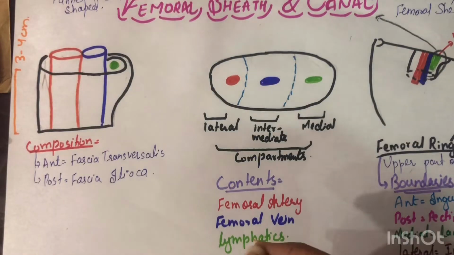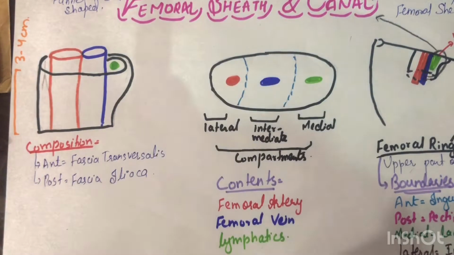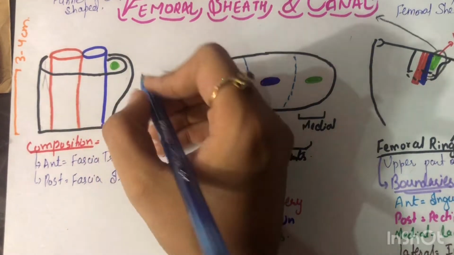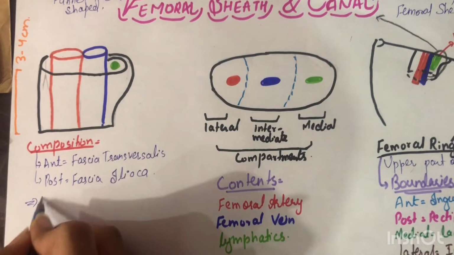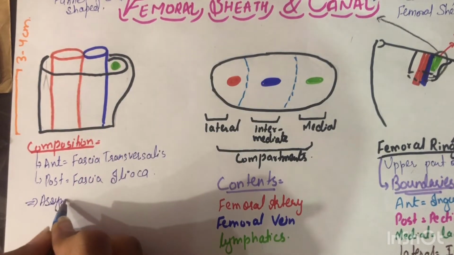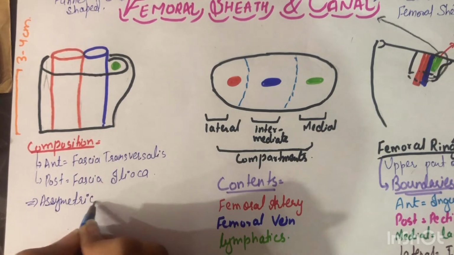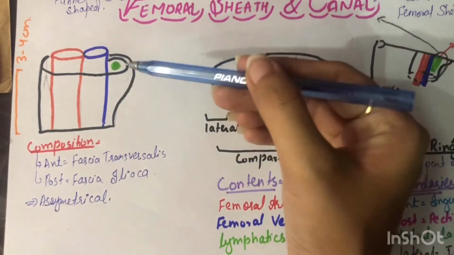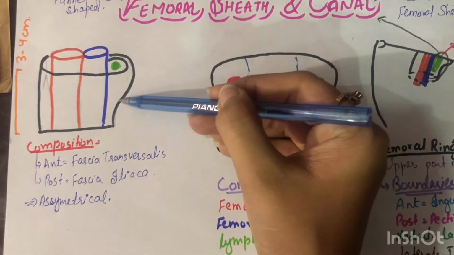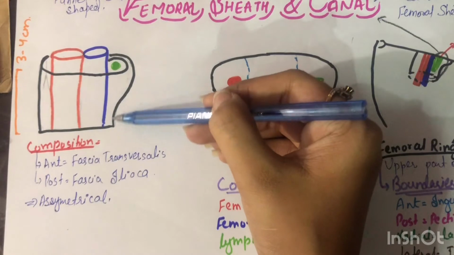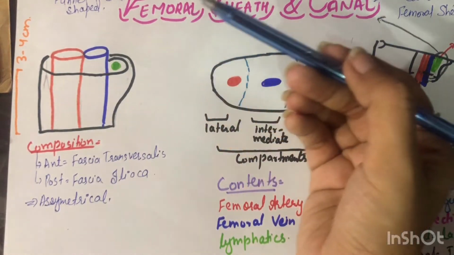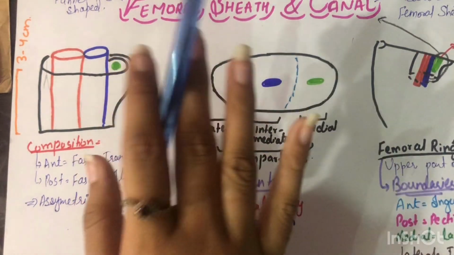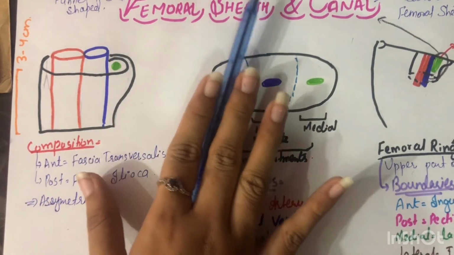Right. Now some more points about the femoral sheath. The femoral sheath is asymmetrical. Now you can see here it is asymmetrical because it is not flat, it has no regular shape here. So it's called asymmetrical in shape, right?